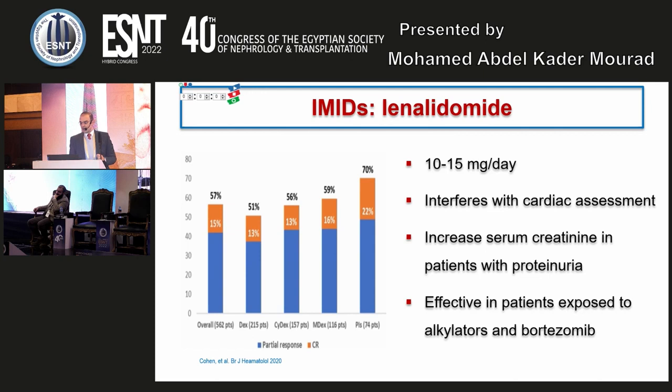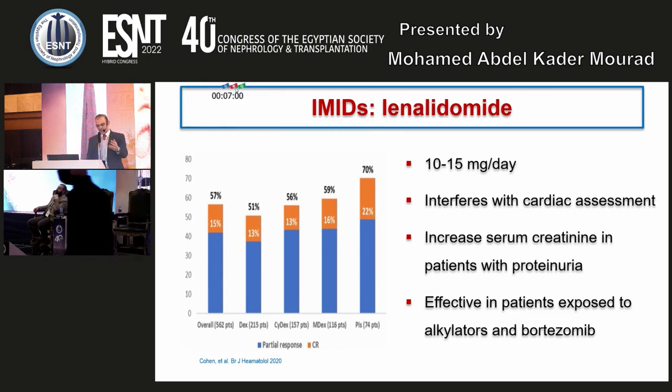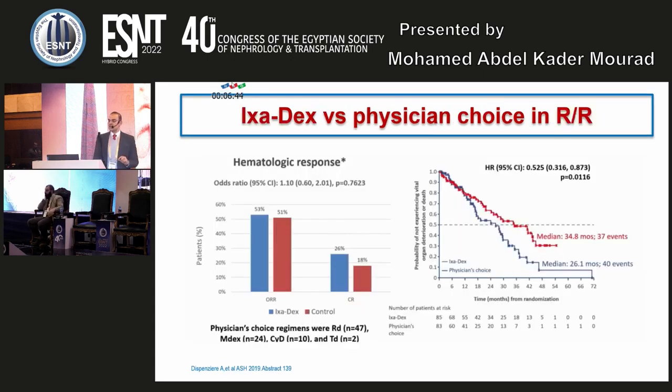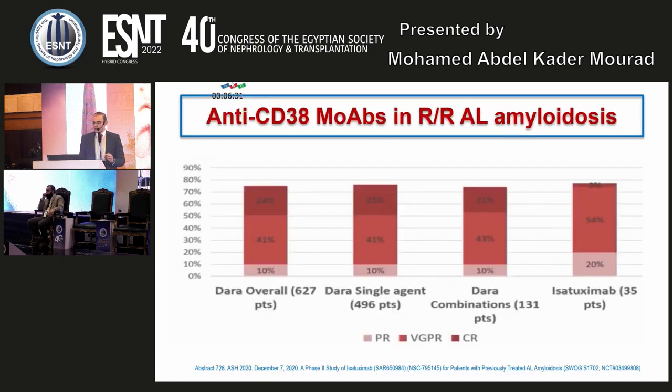We can use lenalidomide as one of the immunomodulators, but take care, it may increase the serum creatinine and it may progress in patients with proteinuria, and it is also effective in patients who received bortezomib or alkylators before. The second one is pomalidomide, achieving an overall response rate of 50%, with complete remission and very good partial response in 28 patients. Also, the newcomer is the oral ixazomib, the oral proteasome inhibitor. It attained an overall response rate of 53% with 25% complete remission.